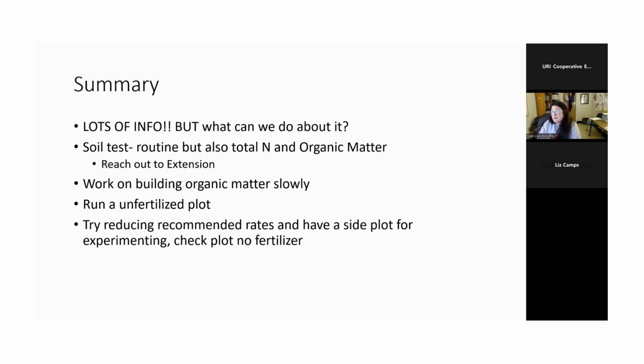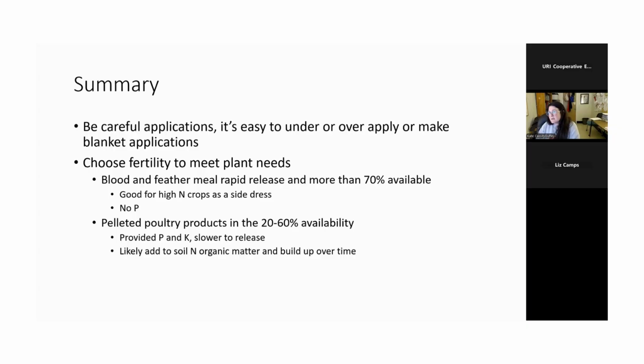I often recommend an unfertilized plot if you can. That'll really help you see how your soil nitrogen is doing over time, especially if you've been farming the same piece of land for 5 to 10 years. And try reducing those recommended rates as you see this increase in organic matter and total nitrogen. Be careful about applications. It's so easy to under and over apply, especially if you're working on smaller plots. And really work to choose fertility to meet plant demand.